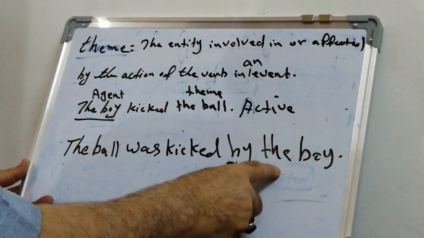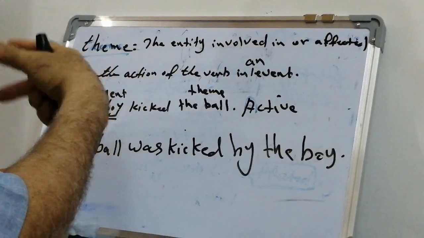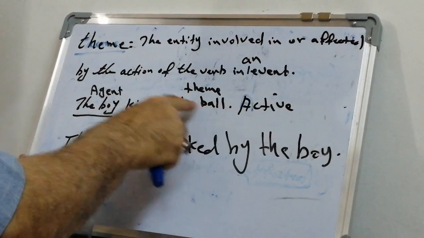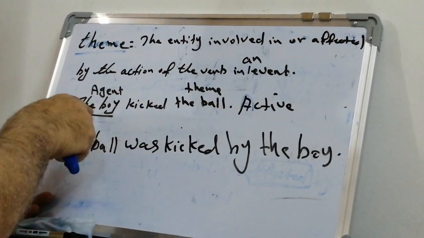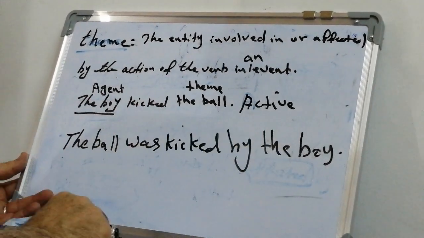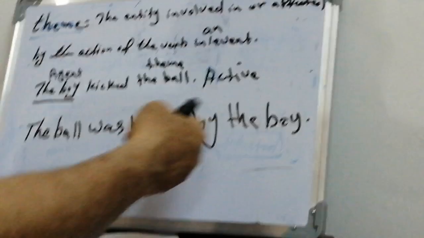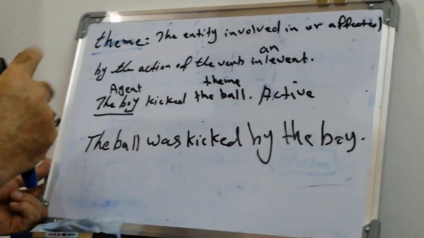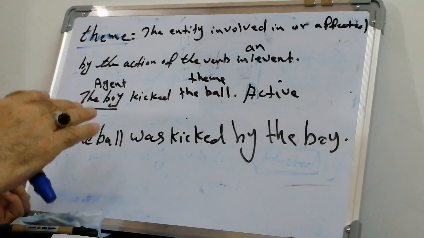But syntactically speaking, no. The ball here is an object. The ball here is a subject. The boy here is a subject, but here it is the object of the preposition.